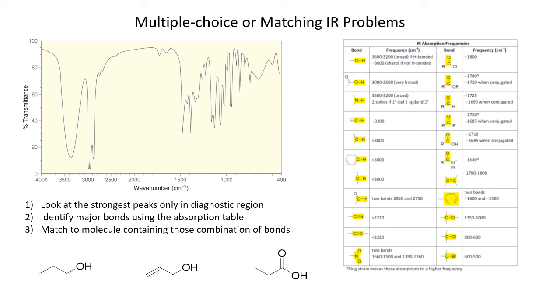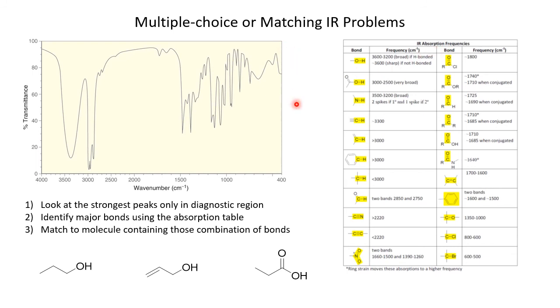So you will most often characterize your data on data that you collect in lab. Now, in your homework or worksheets, you're often going to be doing multiple choice or matching types of problems. So there's a different type of approach you would take in this case. You would be provided the IR data. You would also be provided or be allowed to use your chart with the common absorption frequencies.